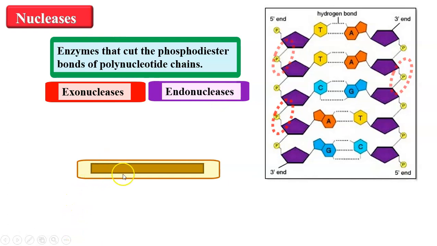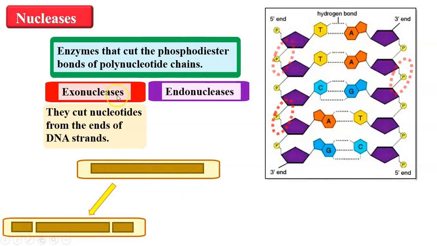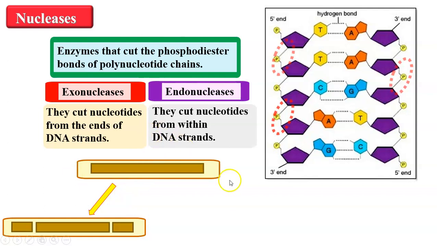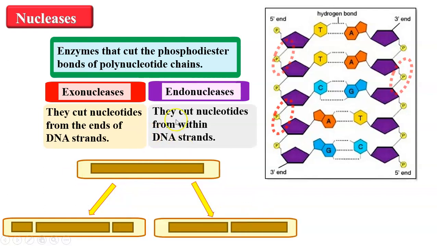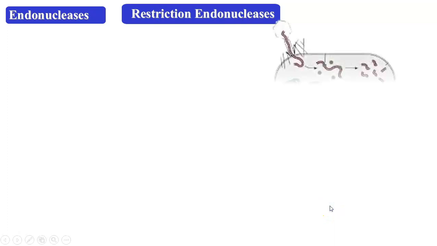Suppose this is a DNA molecule which is going to be cut by nucleases at the phosphodiester bond. That cut can be towards the end of the strands in this manner, then they are called exonucleases. Or the cut can be given within the DNA strand in this manner, then they are endonucleases. The endonucleases, especially the restriction endonucleases.